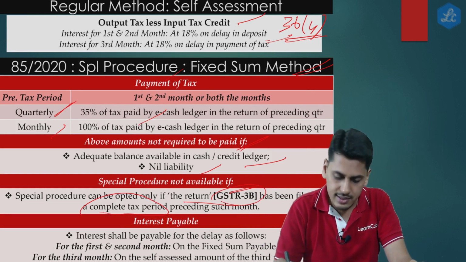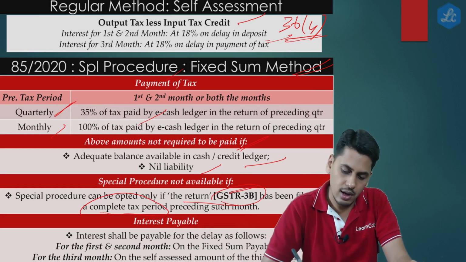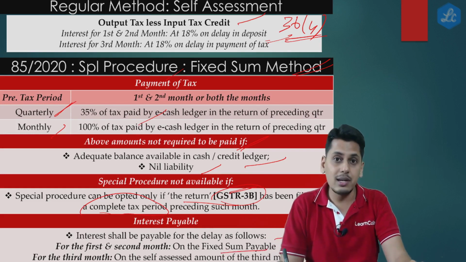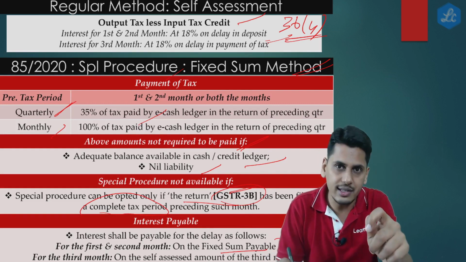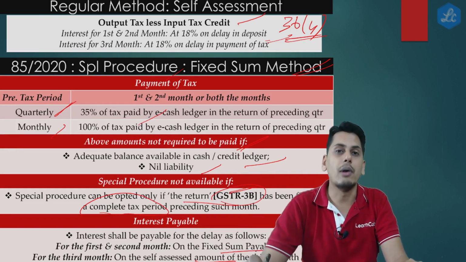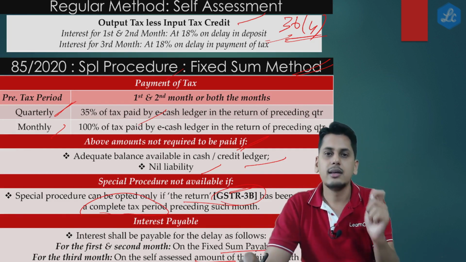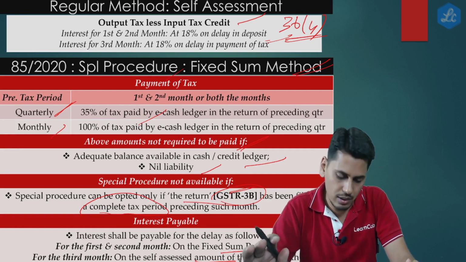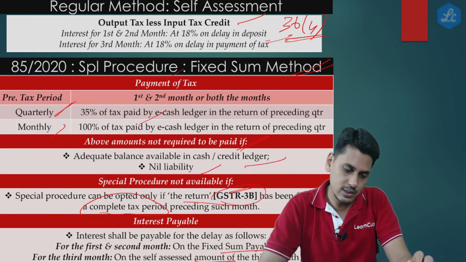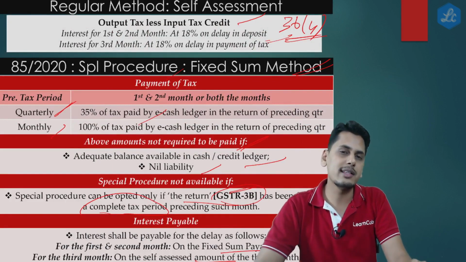Interest is payable. Yes, interest shall be payable for the delay as follows. For the first and second month, on the fixed sum which is payable, if there is any delay in deposit in the cash ledger. For the third month, on the self-assessed amount, if there is any delay in payment, in that case interest will be applicable for the third month. So friends, the story so far is only so much. If you remember this, this is more than sufficient.